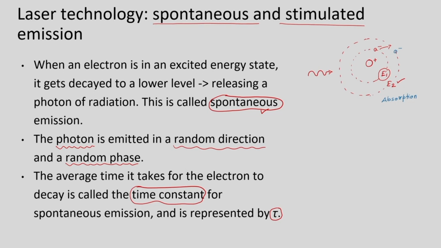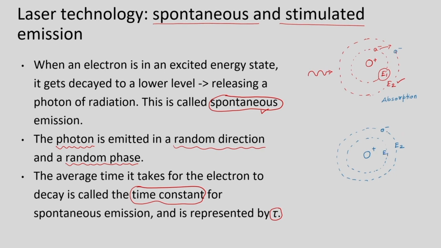The spontaneous emission is exactly the reverse procedure. Here we have a positive nucleus, and let us consider that again there are two orbits around the positive nucleus, and there is an electron which is at the higher energy state.